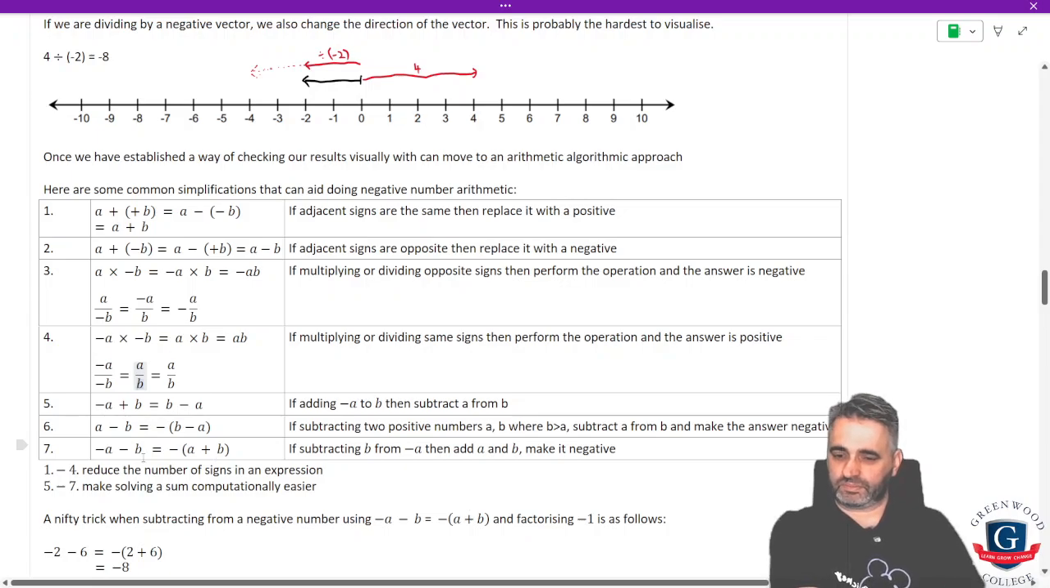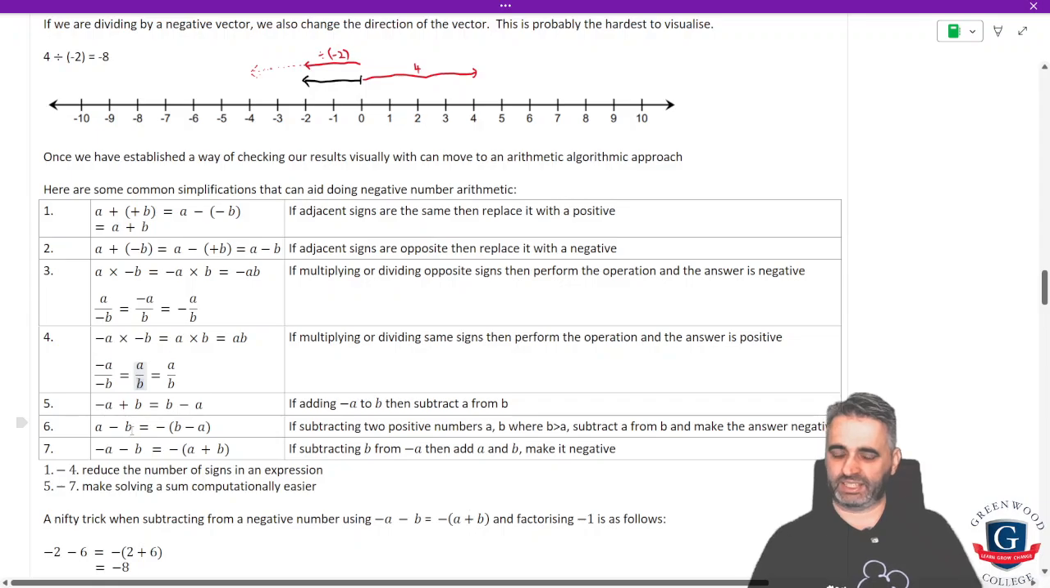Now, here are some things. These are general rules that we use all the time. These are things that help us evaluate negative number operations, just make computation easier. Negative a plus b is also equal to b take a, the commutative property, we swap these over. Plus minus comes together, it becomes minus.